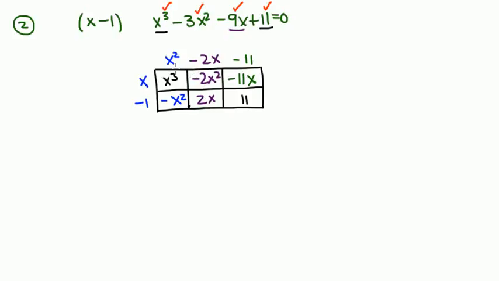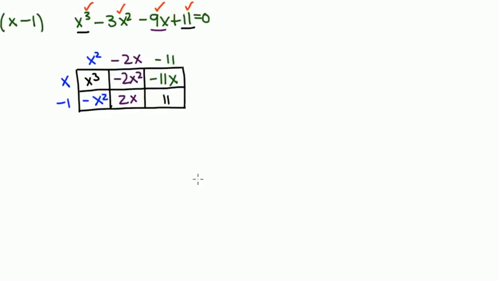Now that we have this quadratic equation, x squared minus 2x minus 11, we can factorize in order to find the other two roots. Before we do this, we're just going to look at how we can find the exact same solution using long division.